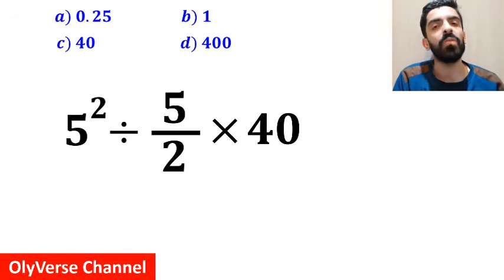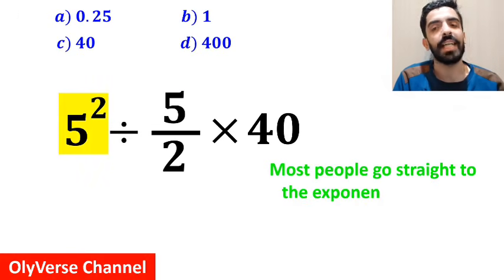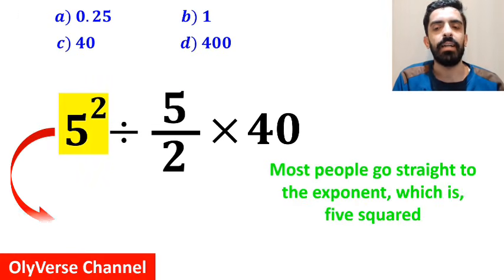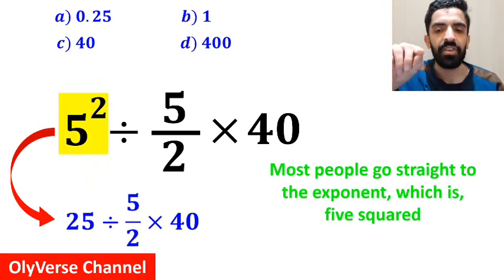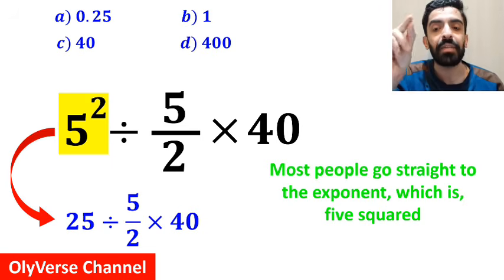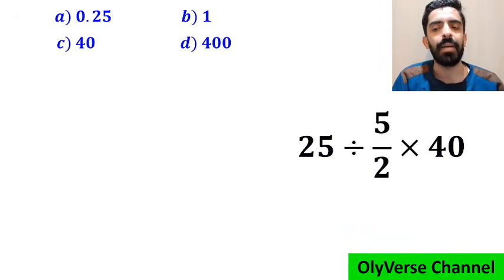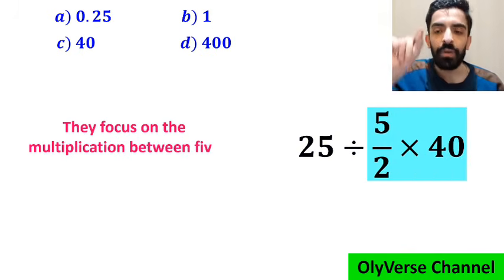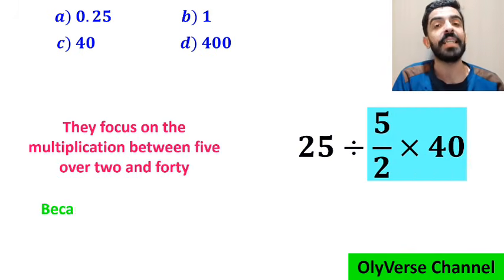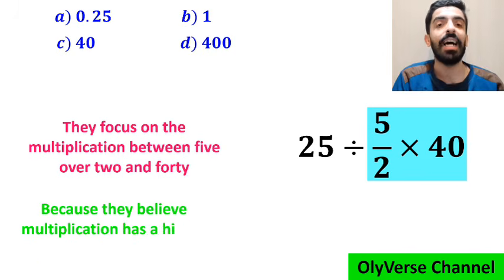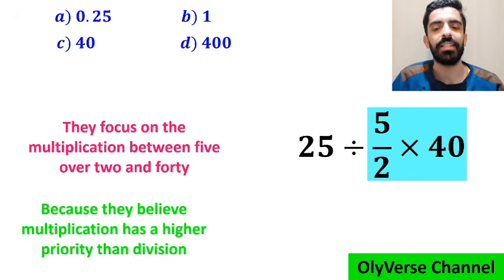The first step to solve this question, many people go straight to the exponent, which is 5 squared, and write this expression as 25 divided by 5 over 2 multiplied by 40. And the next step, they focus on the multiplication between 5 over 2 and 40, because they believe multiplication has a higher priority than division.